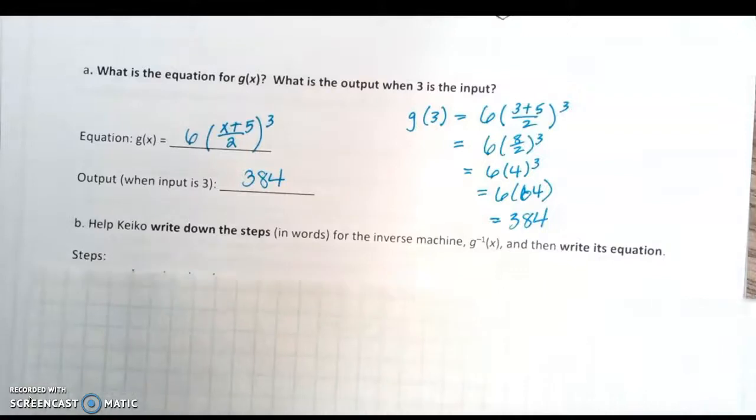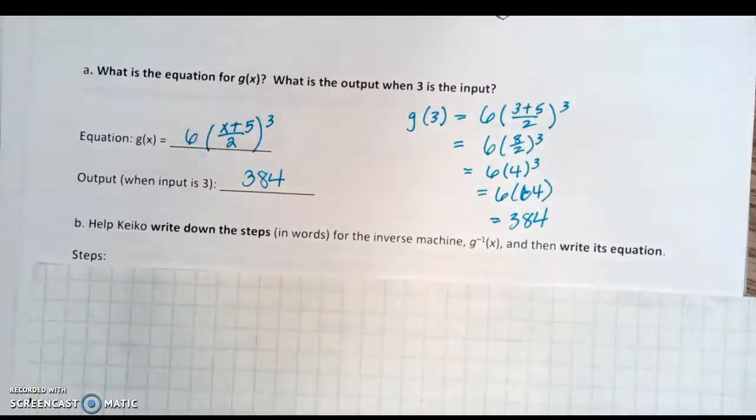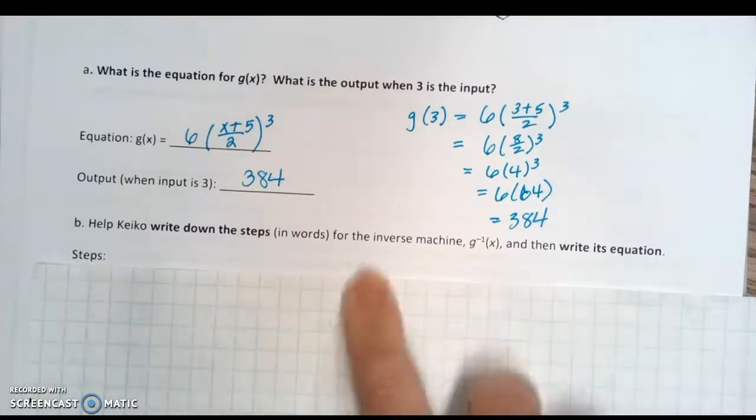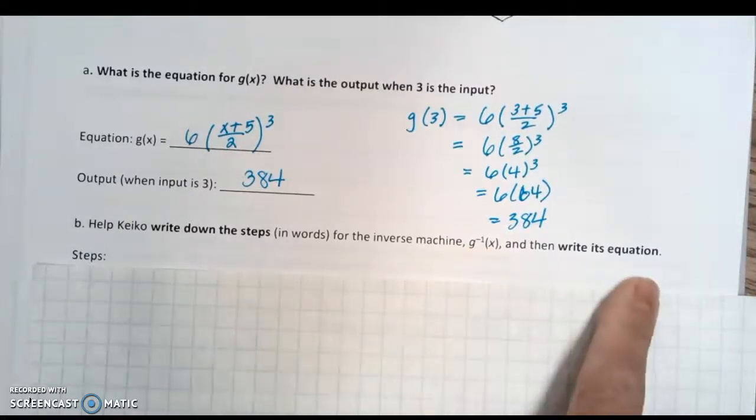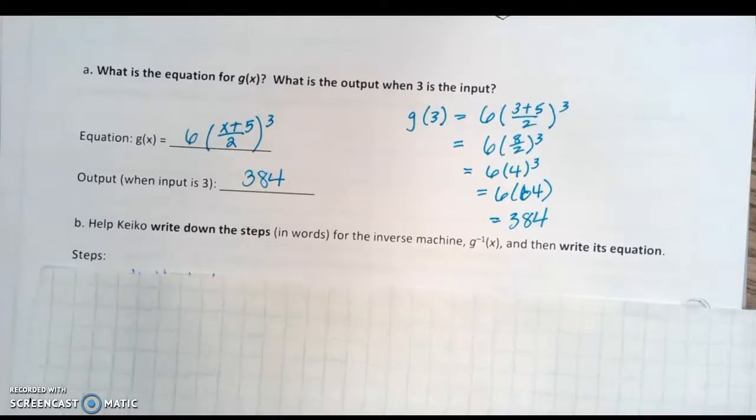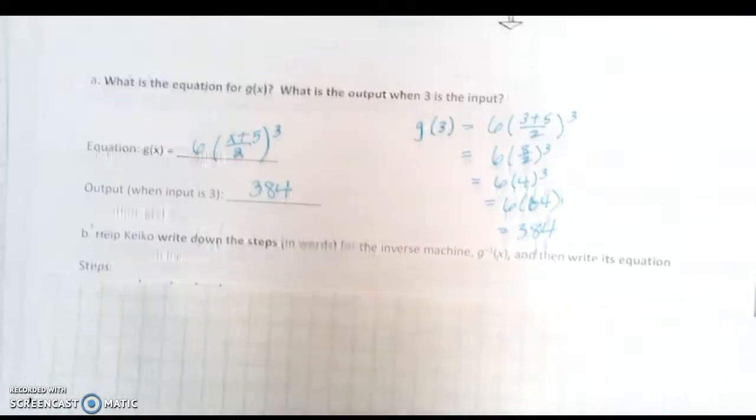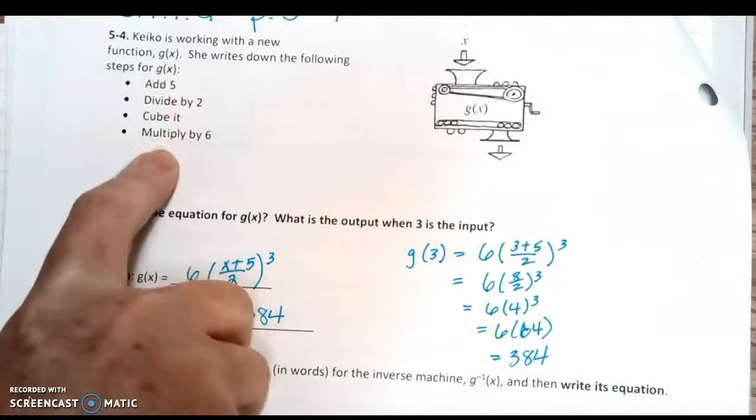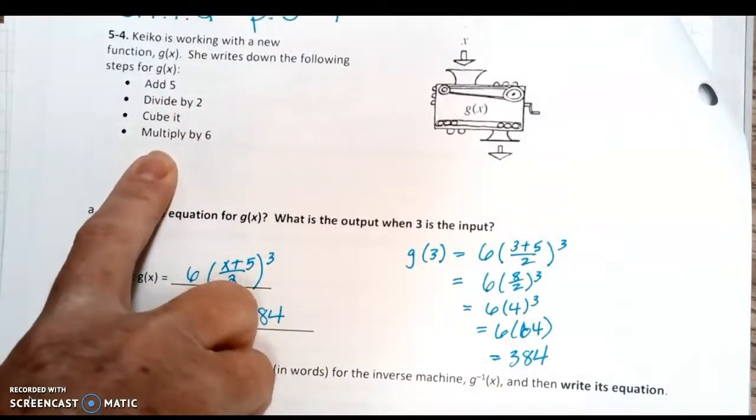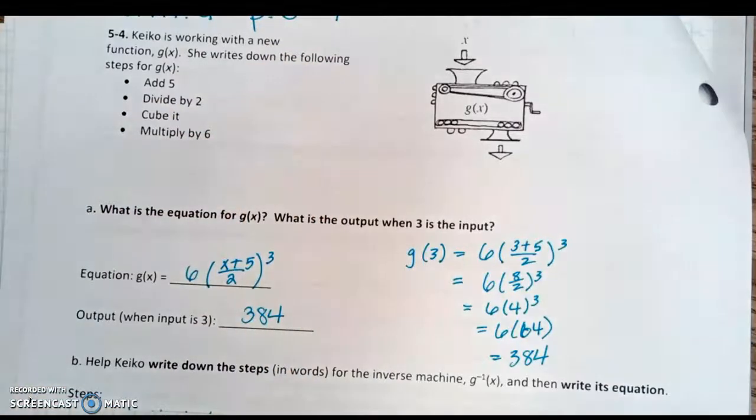For the next part, oh, my throat. Part B, it says, help Kiko write down the steps in words for the inverse machine, g inverse of x, and then write its equation. First, we're going to write the steps. So remember up here, we're going to do what with these steps? There's 2 things we have to do with it. Yes? Do them in reverse order. She's going like this with her fingers. She's flipping her fingers back and forth.